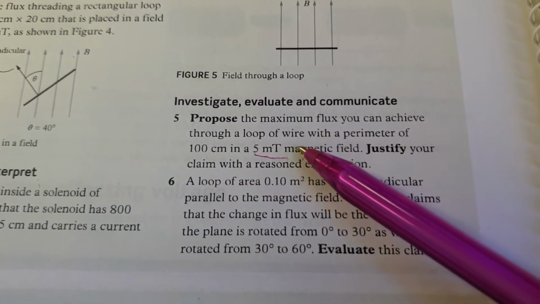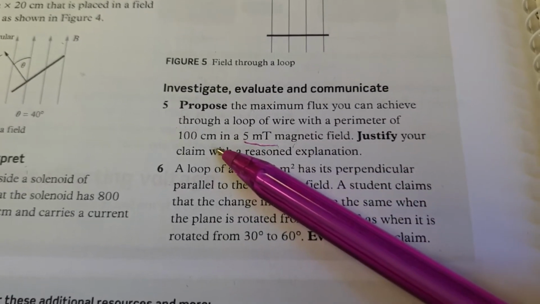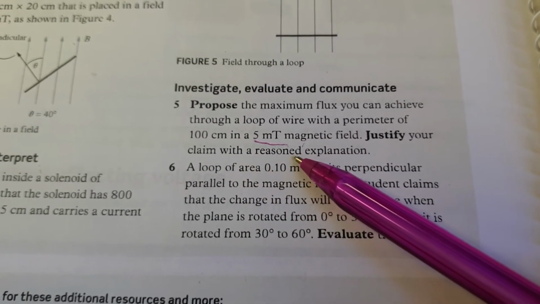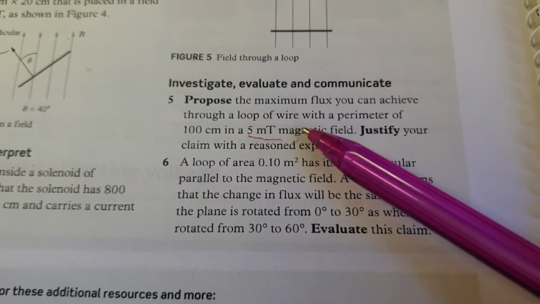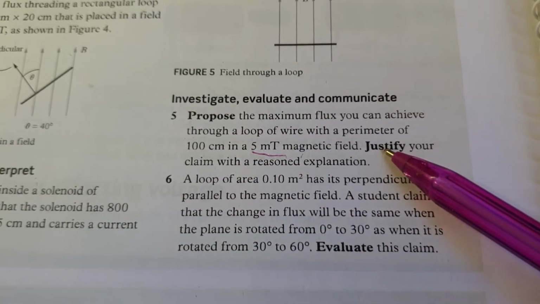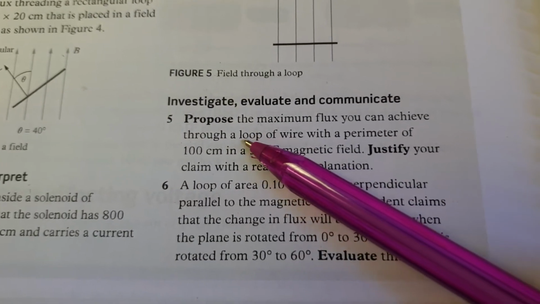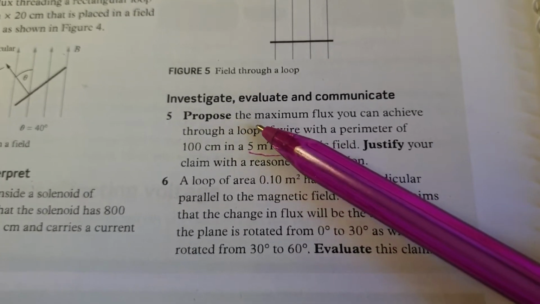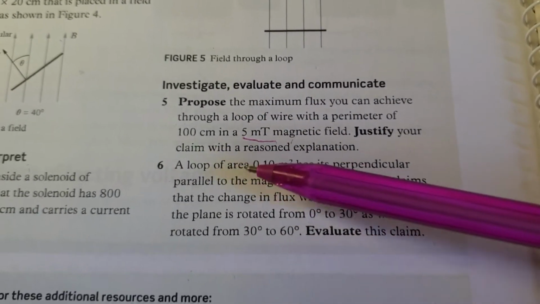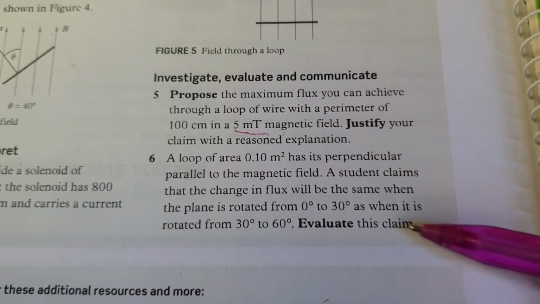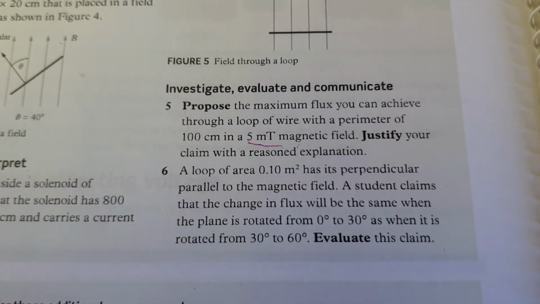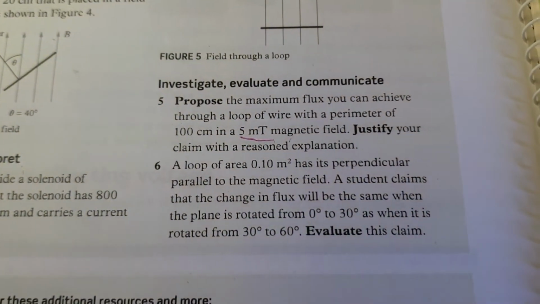Propose the maximum flux you can achieve through a loop of wire with a perimeter of 100 centimeters in a 5 millitesla magnetic field. Justify your claim with a reasoned explanation. So we've got to come up with it and we also have to justify it. Now, I want to just draw your attention to this loop of wire. It keeps talking about loops, loop of wire, loop of area, rather than just talking about a plane of a particular area or anything else.